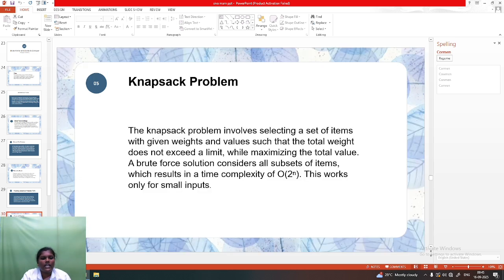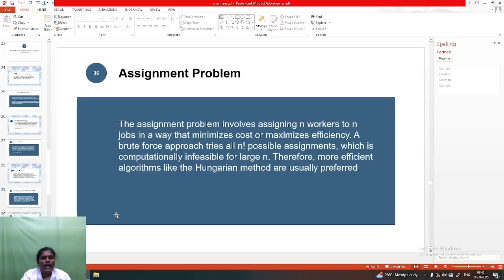The knapsack problem involves selecting a set of items, each with a weight and a value, such that the total weight does not exceed a limit while maximizing the total value. A brute force solution considers all the subsets of items, which results in a time complexity of O(2^n). So this is only feasible for small inputs.